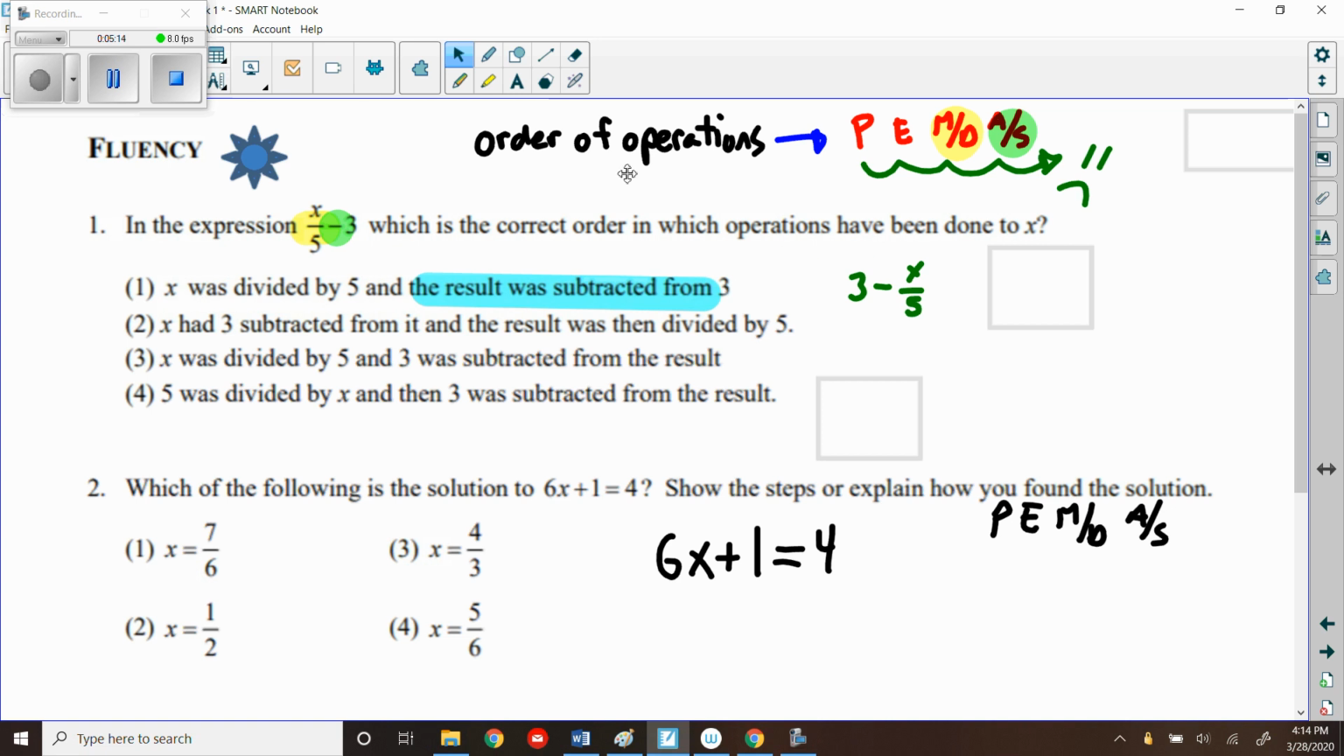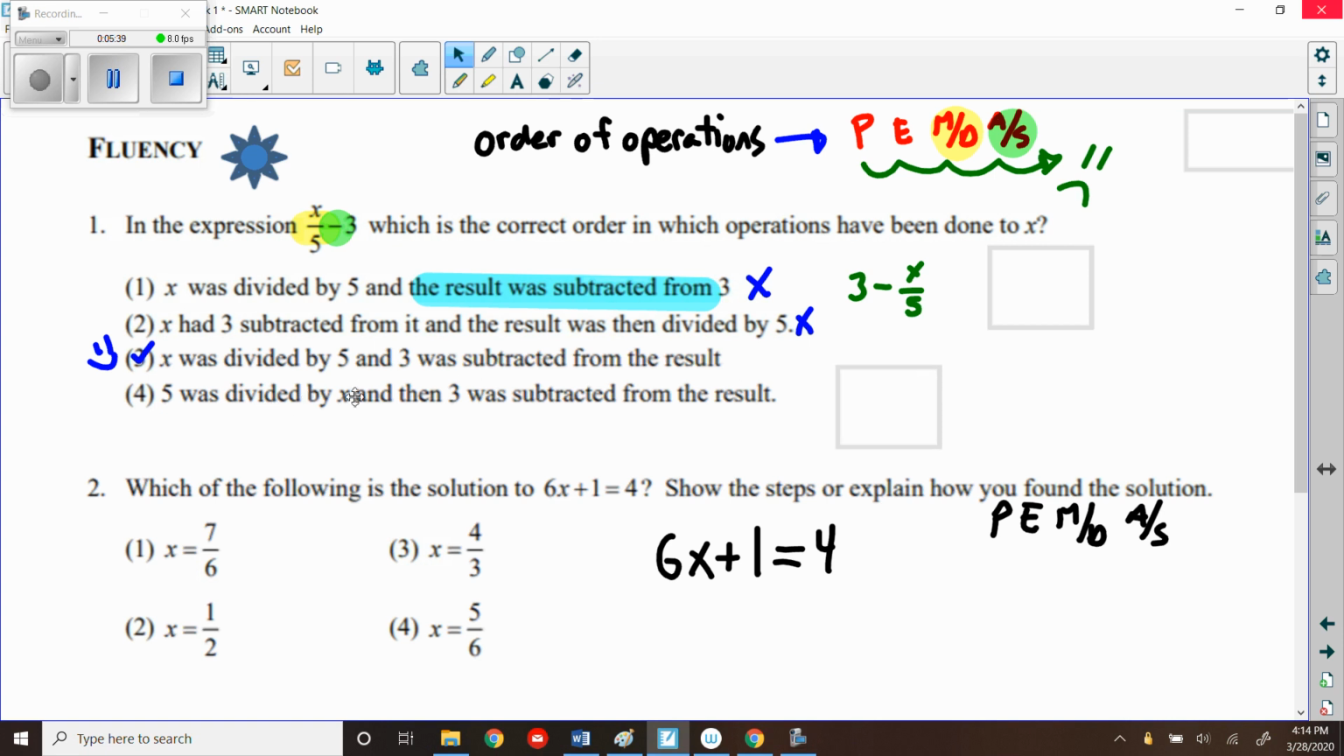So thus far, we have a no from this one and a no from this one. Number 3, x was divided by 5, yes, and 3 was subtracted from the result. 3 being subtracted from the result means that it came next, and I believe that is going to be our final answer. Yes.